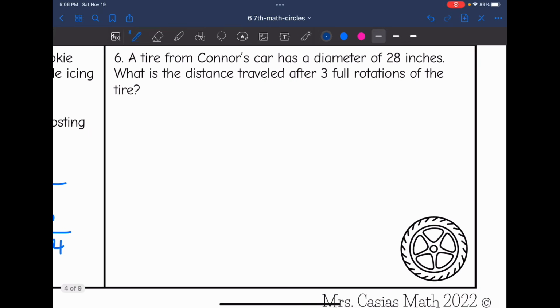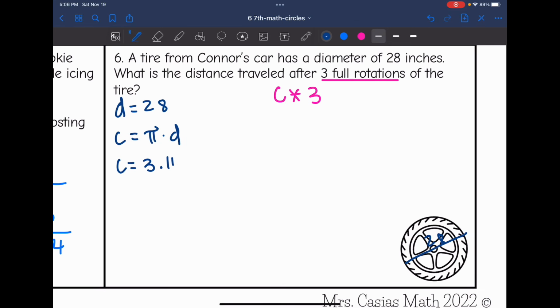And number 6, a tire from Connor's car has a diameter of 28 inches. What is the distance traveled after 3 full rotations of the tire? So I will find the circumference and multiply it by 3 for 3 rotations. But I need to find the circumference first. They gave me the diameter is 28. So to find the circumference, I'll do pi times the diameter. So the circumference will be 3.14 times 28.